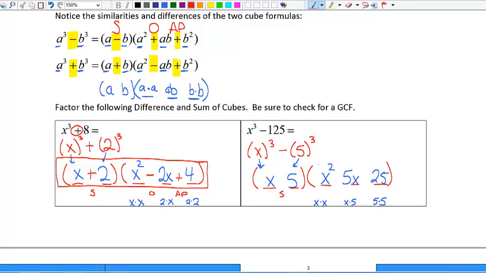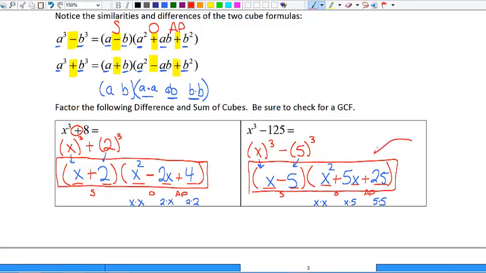Then I go back and use my SOAP. Same is minus. My problem had a minus in it, so same is minus. Opposite is positive, and always positive is positive. So this is my final factorization.